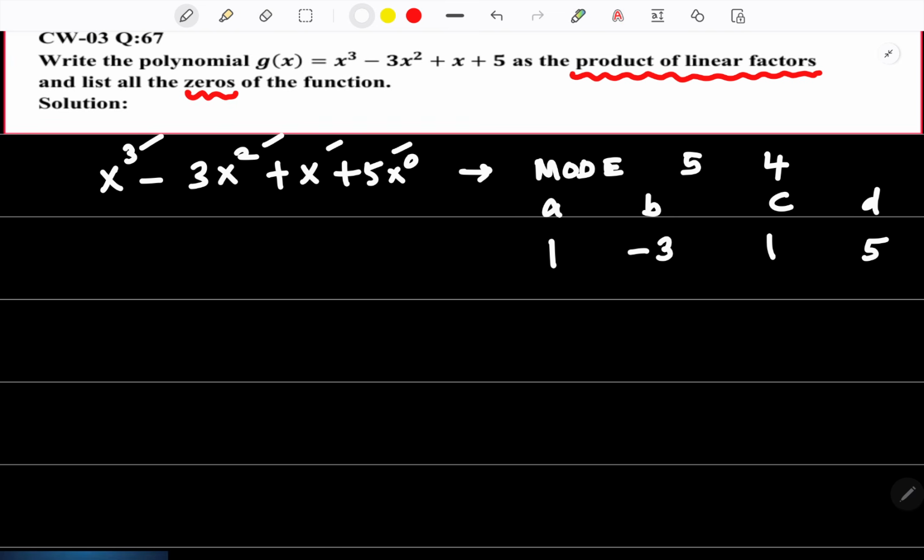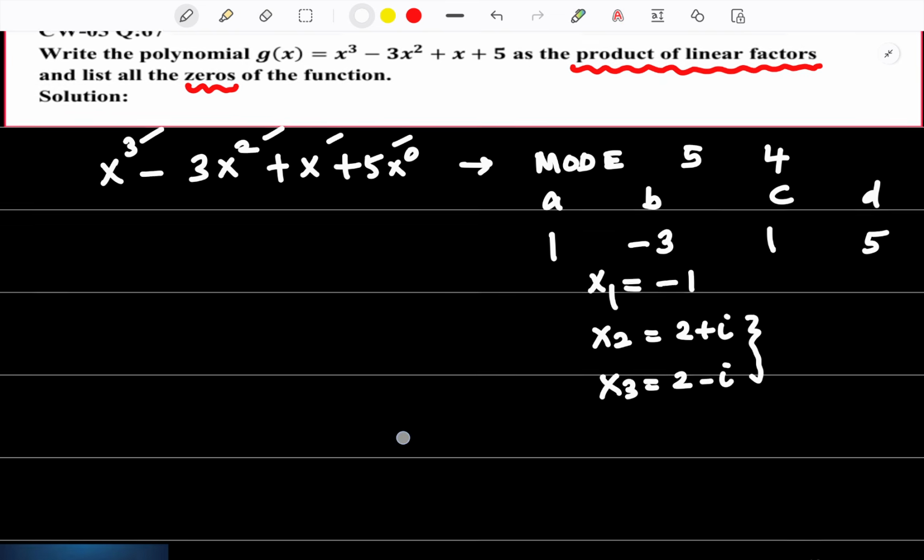If you give this, you will get 3 answers. x1 equals minus 1, x2 equals 2 plus i, and x3 equals 2 minus i. I told you complex roots occur in pairs. Pairs means together. We got 3 answers. Don't take these complex roots, take the real one.